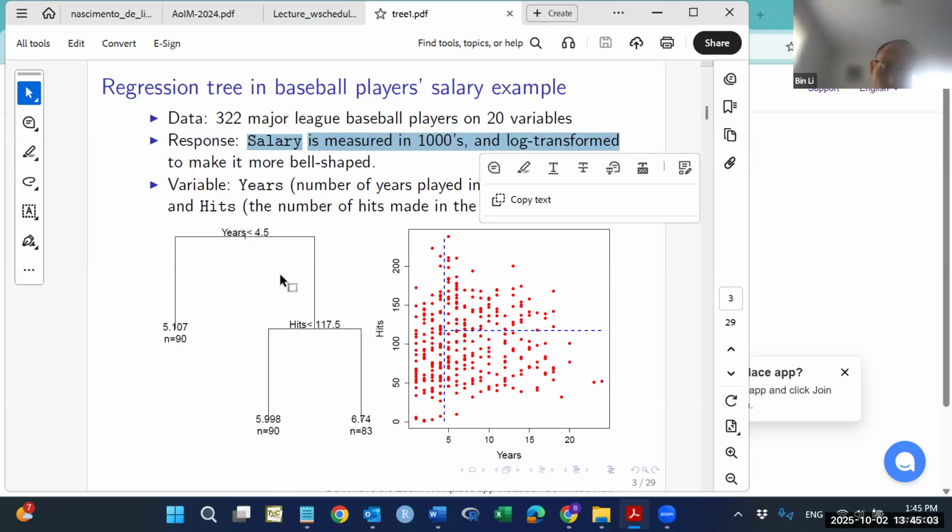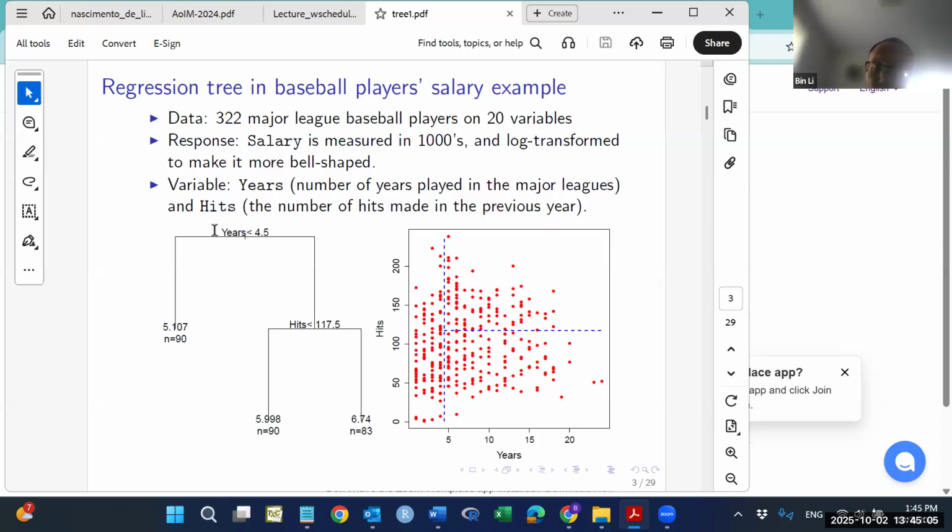Here you can see the root, before any split. Then the first split uses the years. If the number of years played in the major leagues is less than 4.5 years, then the pay, log transformed and in units of 1,000, is 5.1.